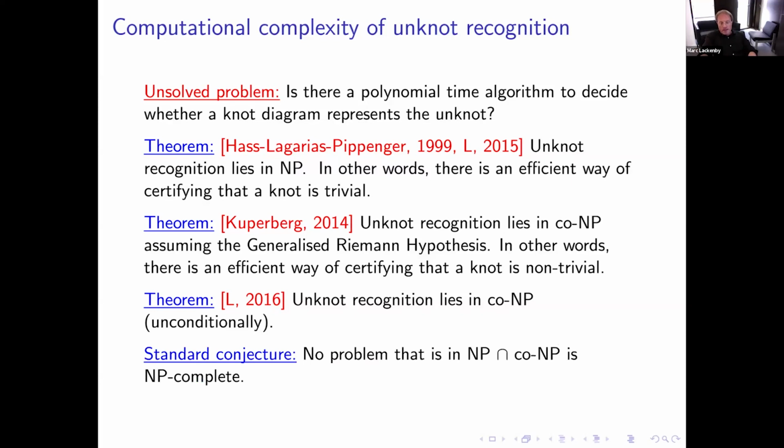It's worth saying that it's a standard conjecture in complexity theory that no problem that is in NP and co-NP is NP complete. If there was just a single problem in NP intersect co-NP that was NP complete, that would mean that you'd get a collapse, and it would have major ramifications for complexity theory, and most people think that's not the case. So this means that probably unknot recognition is not NP complete. Problems that are in NP and co-NP are good candidates for things that could be solved in polynomial time. So although it's not conclusive evidence, it's reasonable to hope that there might be a polynomial solution.